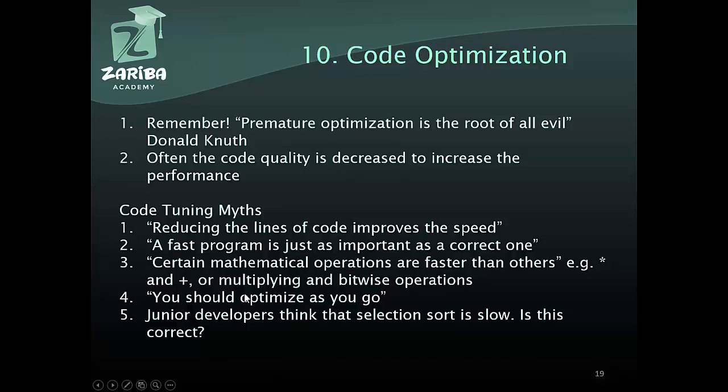All right, make it work, and then think about how fast it runs, and so on. Certain mathematical operations are faster than others, e.g. multiplication and plus. So something like if I want to multiply a number by 6, that it would be faster than just adding it 6 times. So this is a method as well.